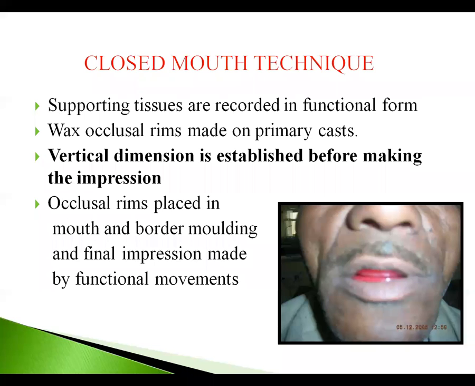Then the closed mouth technique. Here the supporting tissues are recorded in functional form, that is, the patient is closing the mouth. Wax occlusal rims are made on the primary cast. The vertical dimension is established before making the impression, as the patient is taking the impression himself by closing the mouth. The occlusal rims are placed in the mouth, border molding is done, and the final impression is made by the functional movement. The impression is made by the functional movement of the patient himself.